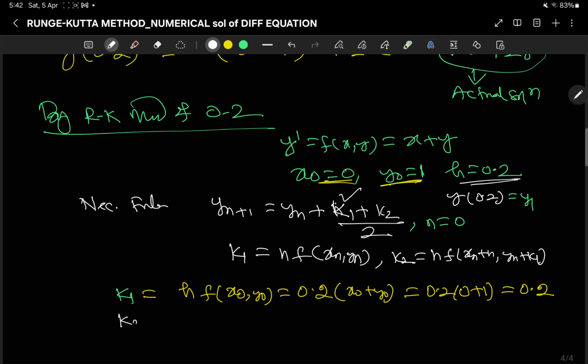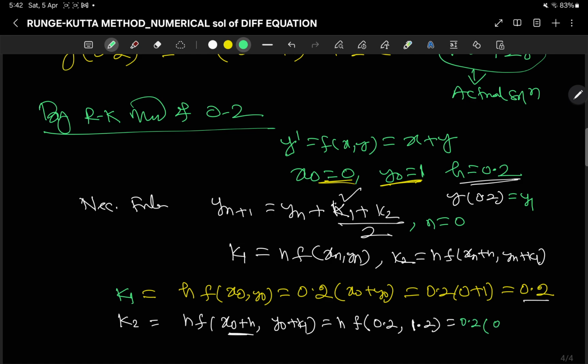Now what is k2? k2 is h f(x0 plus h, y0 plus k1). So this is equal to h f of (0 plus 0.2, comma, 1 plus 0.2), where y0 is 1 and k1 is 0.2, so it is 1.2. So this is equal to h, that is 0.2, into (x plus y), which is 0.2 plus 1.2.